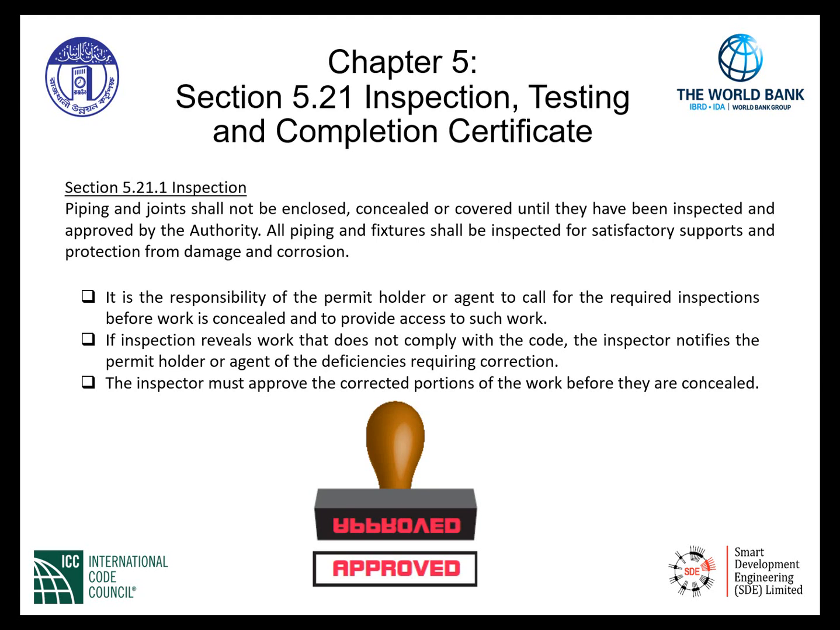If your inspection reveals that the work does not comply with the code or what the authority has approved, the inspector notifies the permit holder or the agent of the deficiencies requiring correction. Upon replacing, making the deficiencies whole again, the inspector must approve the corrected portions of the work before they are concealed. In other words, the inspectors must come back and verify that corrections have been made before concealment of the piping.